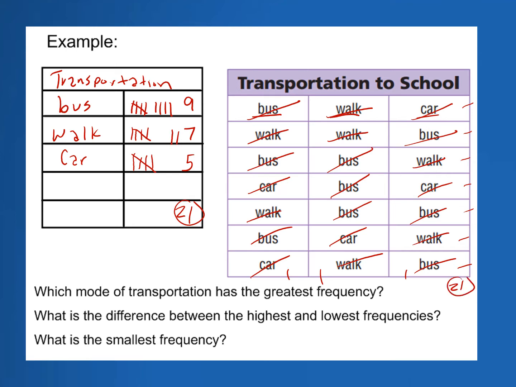Which mode of transportation has the greatest frequency? That would be bus, which has 9. That'd be the most. So bus.